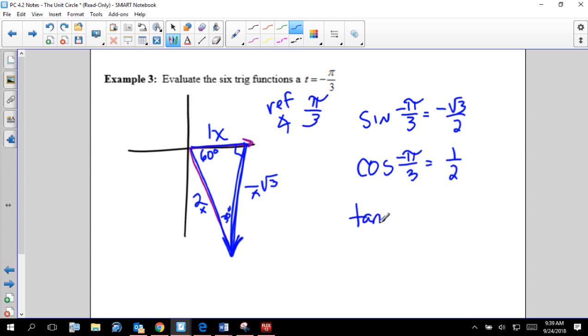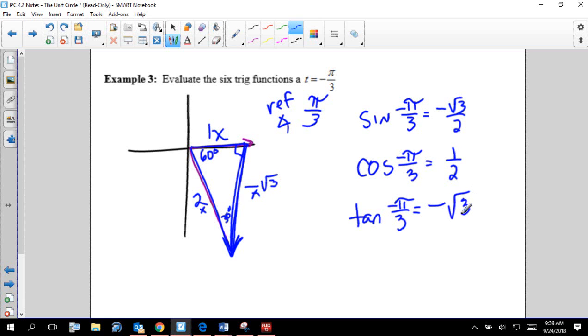Tangent is y over x. So if I do y over x, I have a positive and a negative. So this answer is going to be negative. If you have a negative sign in the denominator, it's not reduced all the way. So if you know there's one negative, just put it up front. So tangent at 60 degrees is negative radical 3.